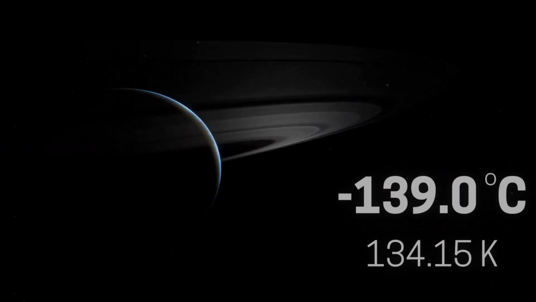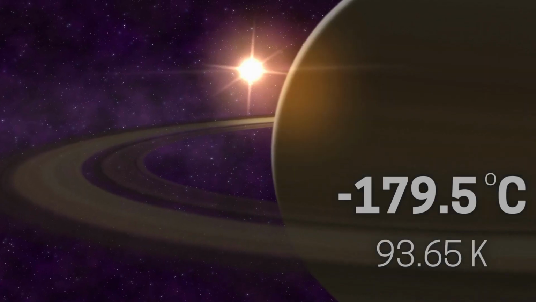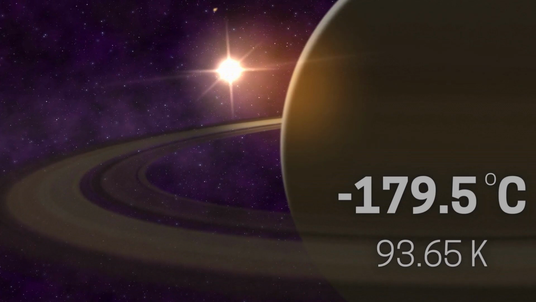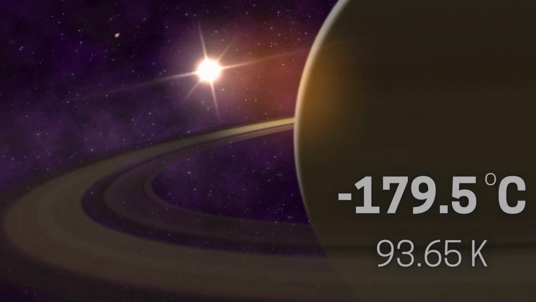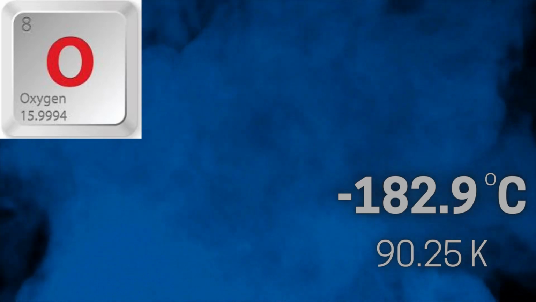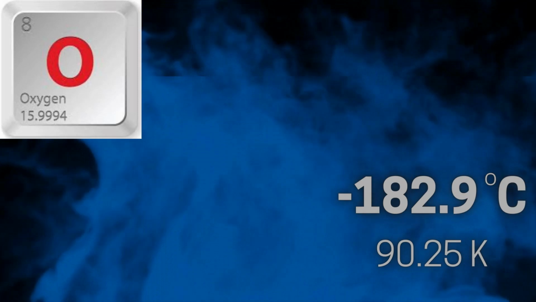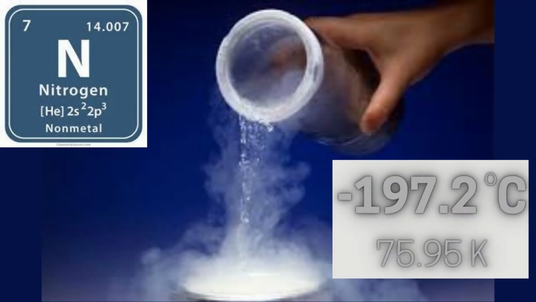The approximate mean temperature in the clouds of Saturn is negative 139 degrees. On the Saturnian moon Titan, the mean surface temperature is as low as negative 179.5 degrees. Oxygen, the most important gas in the atmosphere of Earth, liquefies at 182.9 degrees below zero. Nitrogen, the most abundant gas in the atmosphere, liquefies at negative 197.2 degrees.